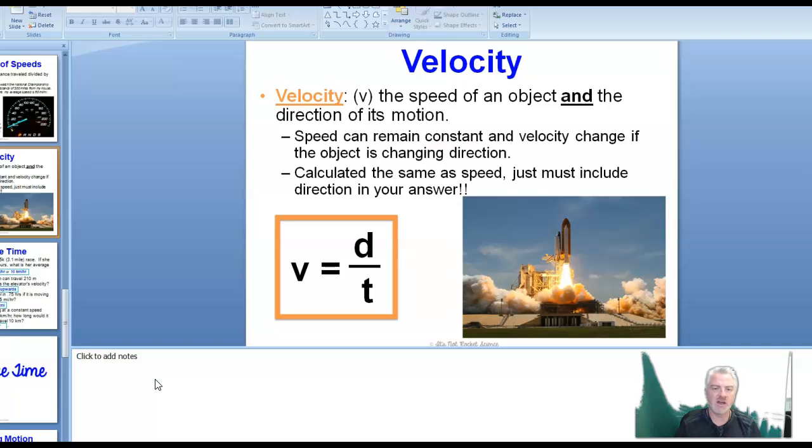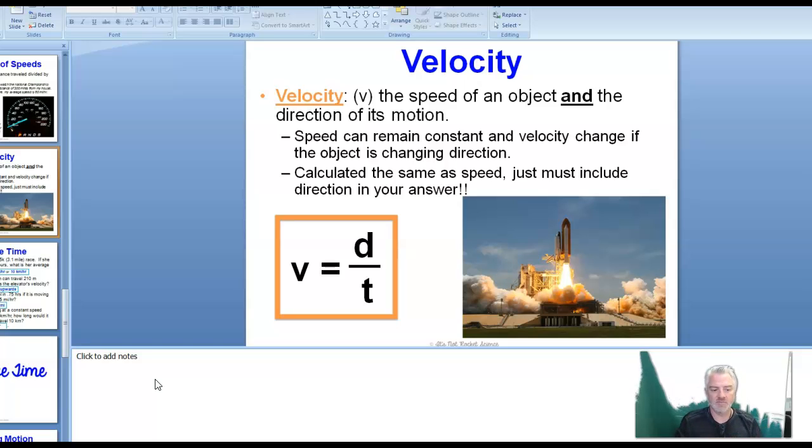Velocity is just the speed of an object and the direction of its motion. So it's important to understand a couple key aspects of it. Speed can remain constant and velocity change if the object is changing direction. So if you think about a car going around a corner or going in a circle, it might have the same constant speed, but because it's changing directions, it's going to have a changing velocity.